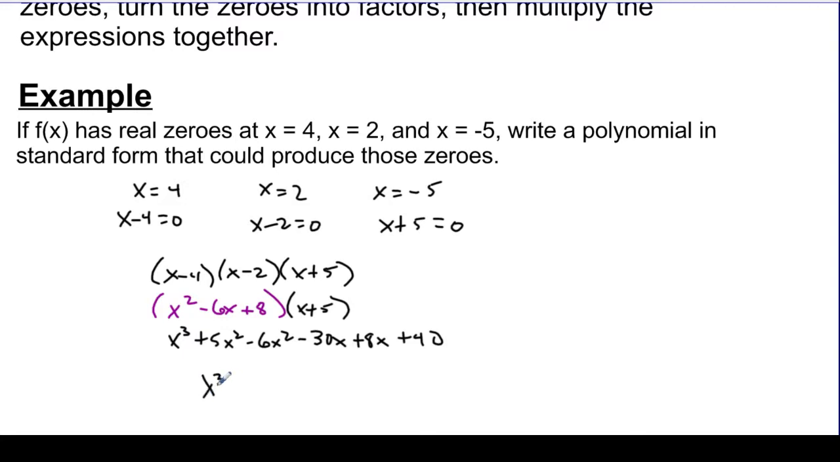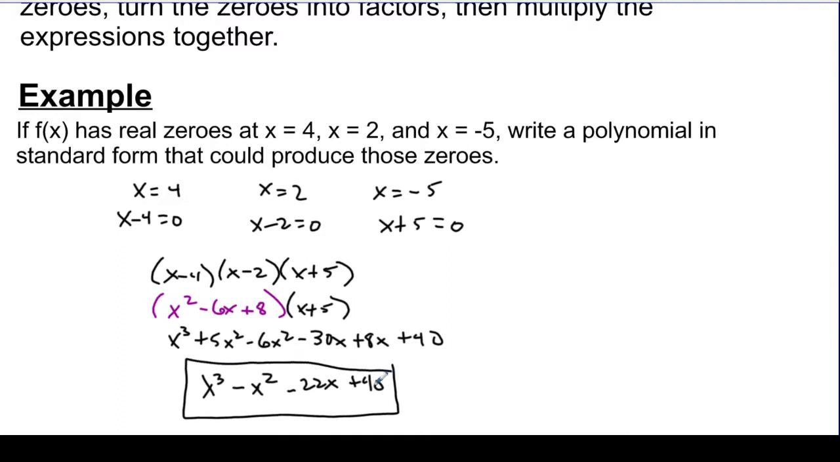So I have x cubed. I could put together 5x squared minus 6x squared and get negative 1x squared. Right? I could put together negative 30x and 8x and get a negative 22x, plus 40. Okay? So to answer their question in standard form, just meaning highest exponent first counting down, this expression right here is a possible polynomial that could produce those zeros.